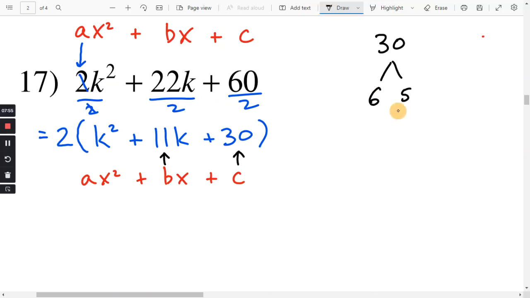6 times 5, 3 times 10, negative 6 times negative 5. So we can clearly see we already have a pair that adds to positive 11. Okay, 6 plus 5 is positive 11. So we're going to use those two terms in order to factor this.